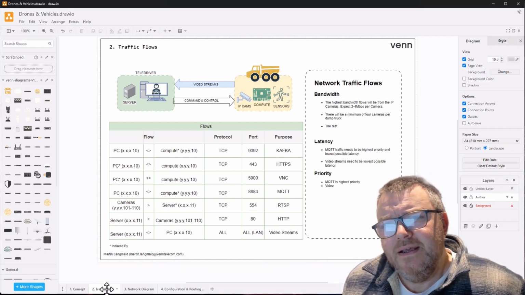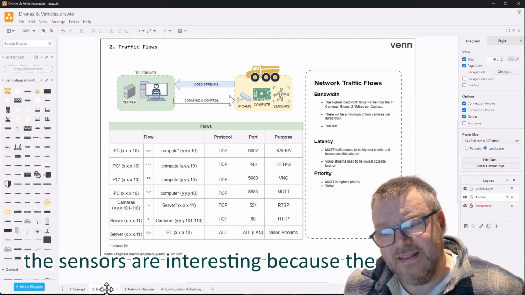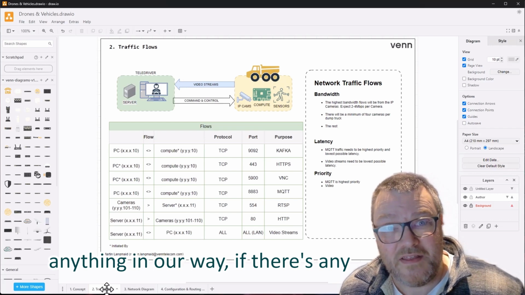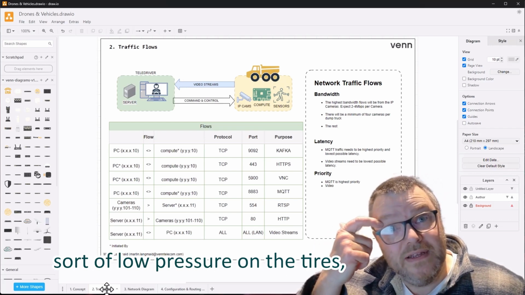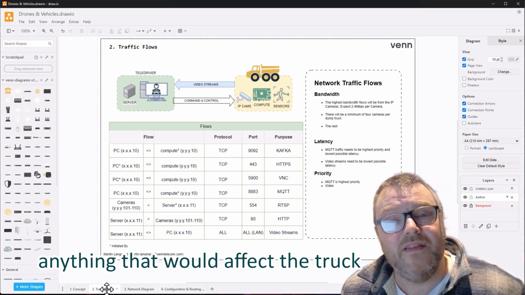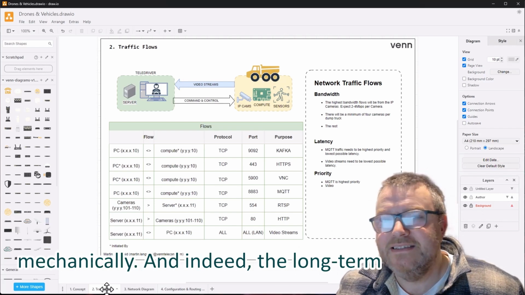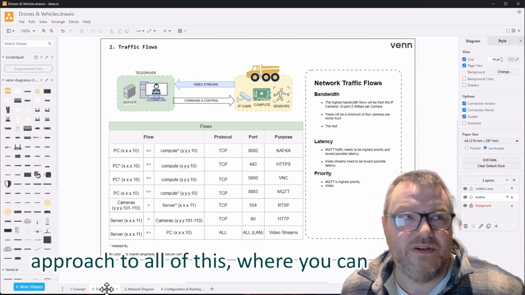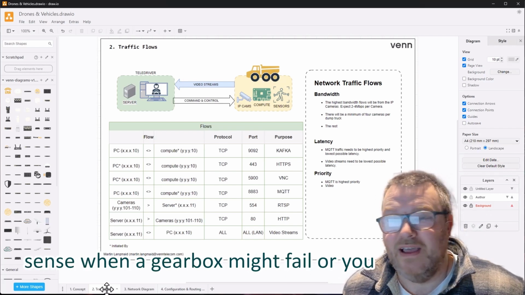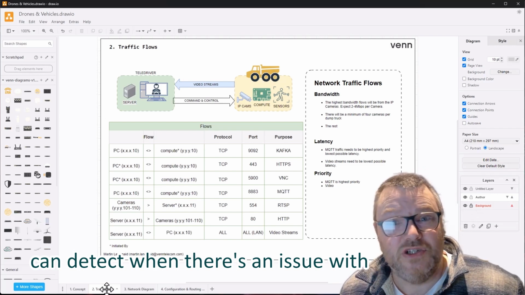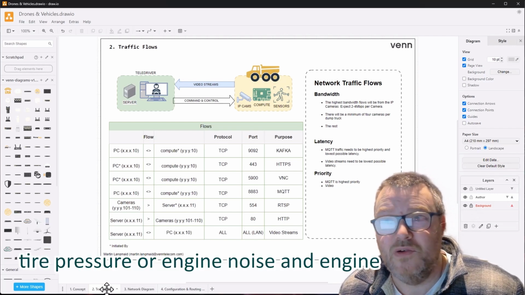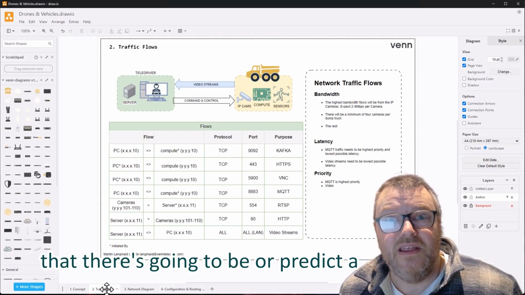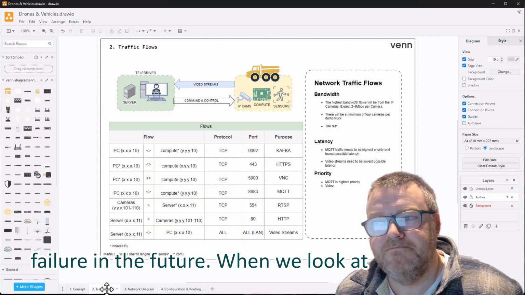Now, the sensors are interesting because the sensors are super important. Health and safety, we want to know if there's anything in our way, if there's any sort of low pressure on the tires, anything that would affect the truck mechanically. And indeed, the long-term plan, of course, is a full big data approach to all of this, where you can sense when a gearbox might fail, or you can detect when there's an issue with tire pressure or engine noise and engine knocking, anything that might suggest or predict a failure in the future.